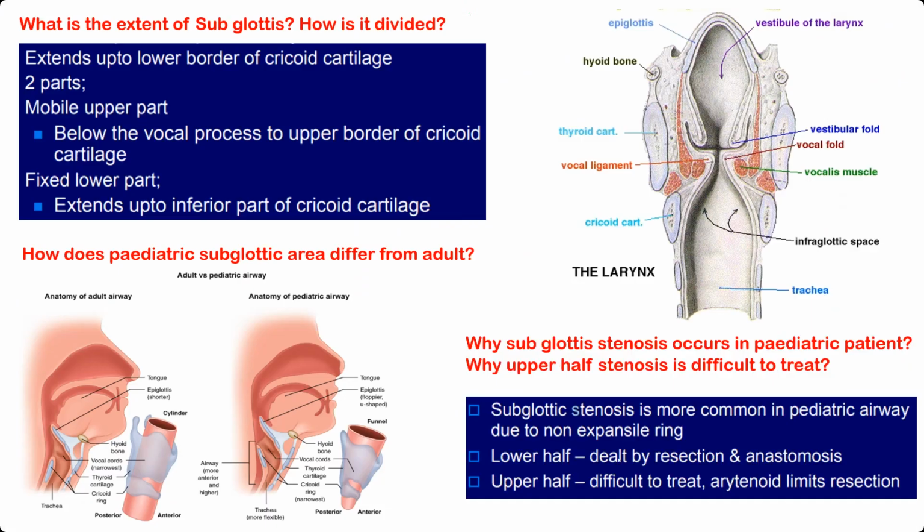If you have a lower half problem, it can be removed by resection and anastomosis, whereas the upper half is difficult to treat because the arytenoid is always attached to that. As we saw here, they have the arytenoid, the aryepiglottic folds are there, so that will prevent the excision of the upper half of the glottic cancers.